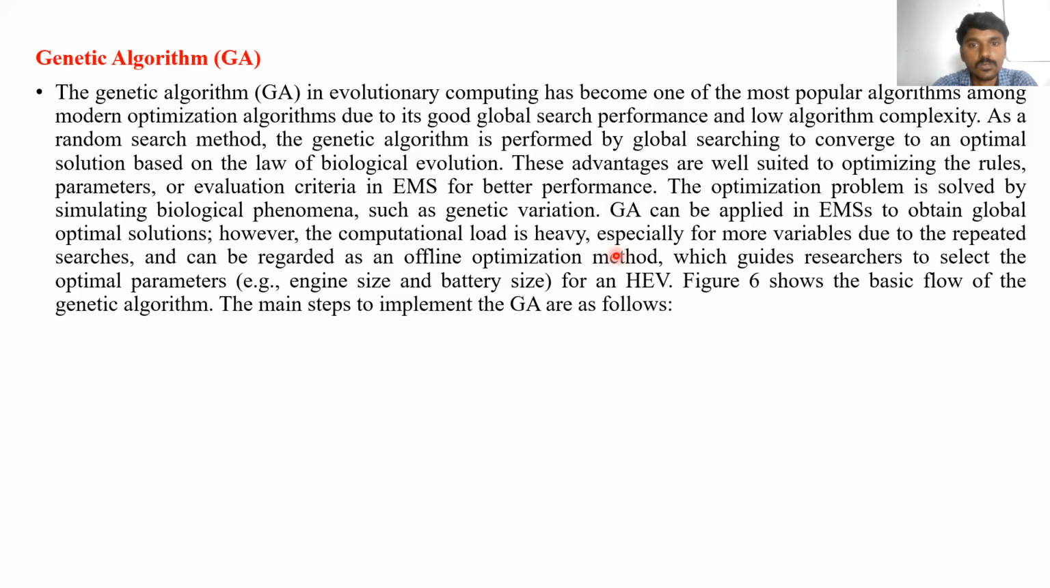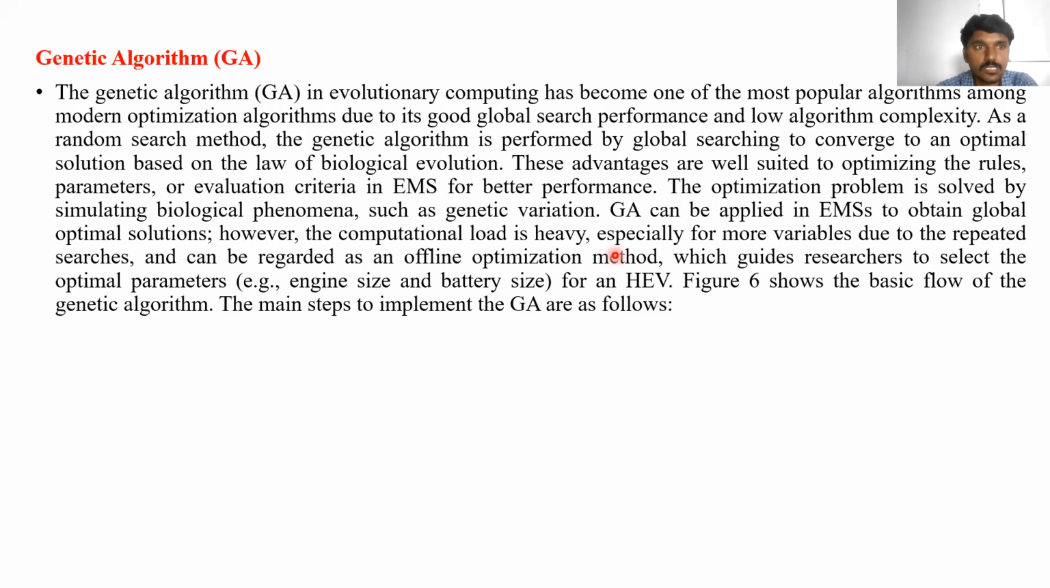However, the computational load is heavy, especially for more variables, due to the repeated searches, and it can be regarded as an offline optimization method, which guides researchers to select the optimal parameters, for example, engine size and battery size for a hybrid electric vehicle.